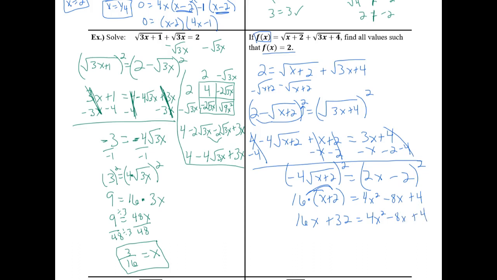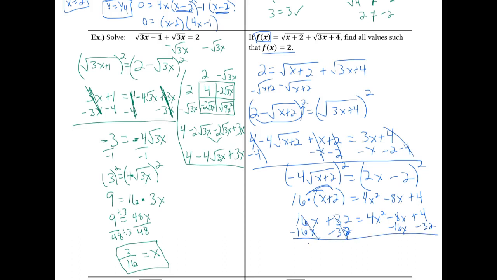Now, we have gotten rid of all the radicals. We need to stop and evaluate what our next approach for solving is. I see an x squared. This is not linear. That means I need to get everything on one side, set it equal to 0, and try to factor. So I will subtract 16x from both sides and subtract 32. So minus 16x minus 32.